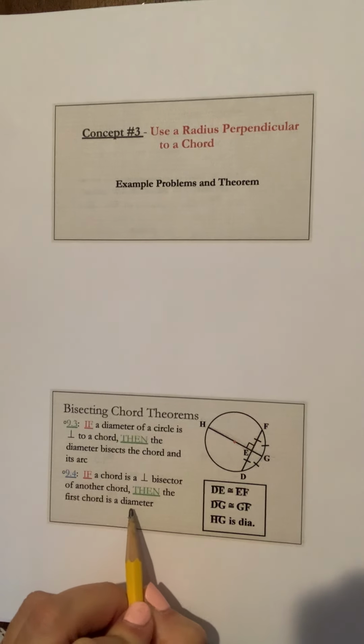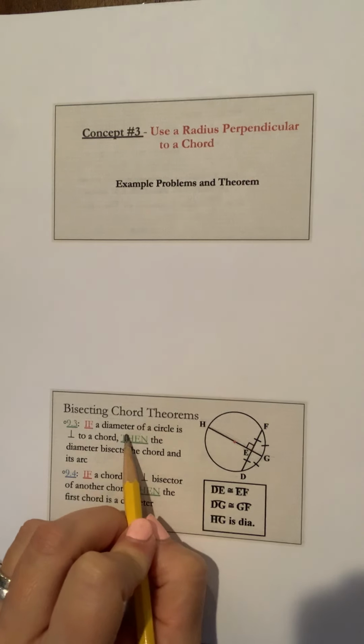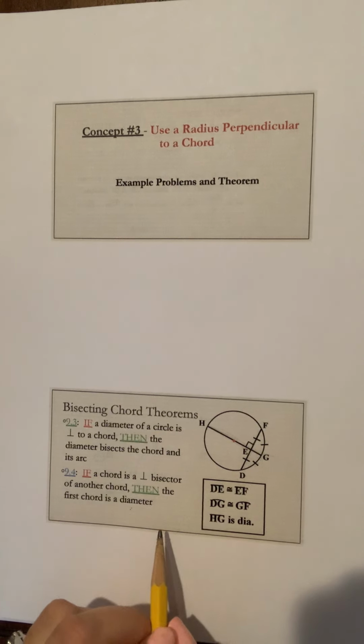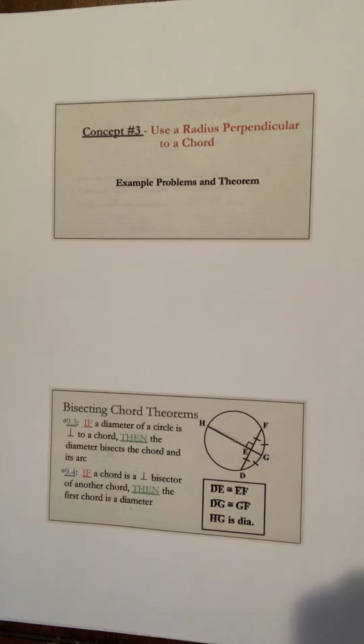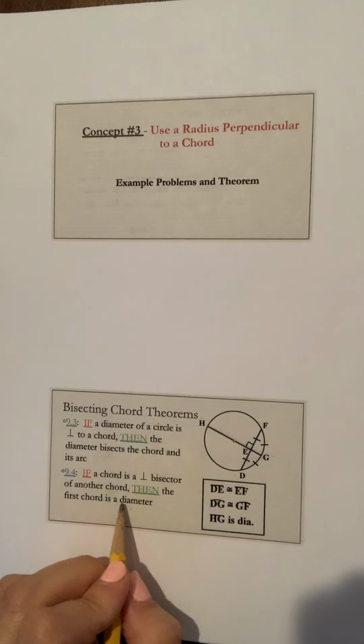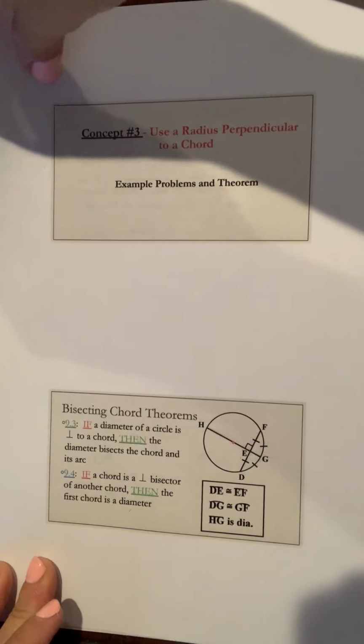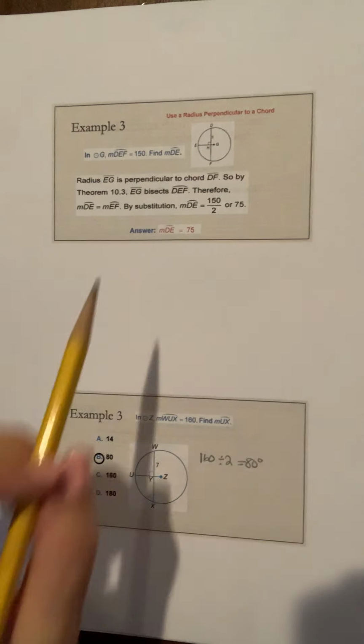So this second theorem just kind of states if it's a diameter. This one states that it is, if all of those conditions are met. If it's a perpendicular bisector to the other chord, then the first one is a diameter, okay? I hope that makes sense. Here's your visual, here's your explanation you need to write in your cheat sheet. Okay, so let's look at some examples.